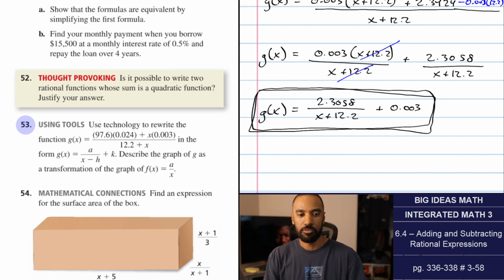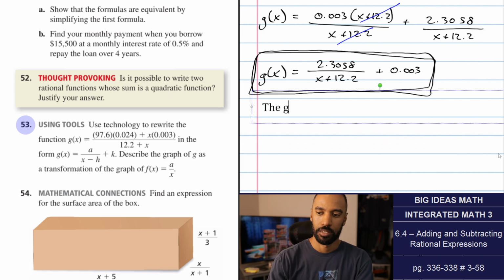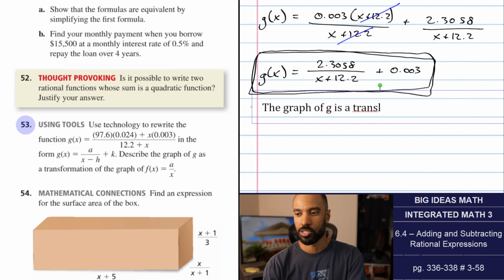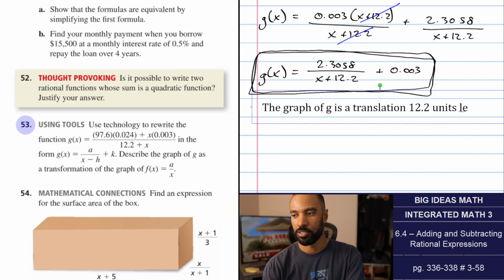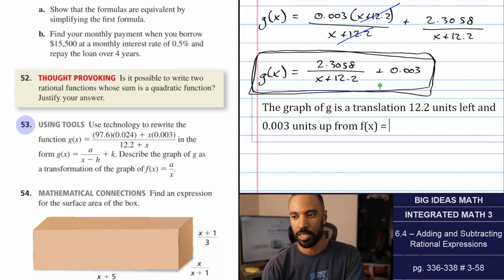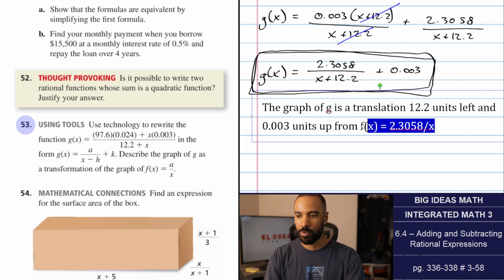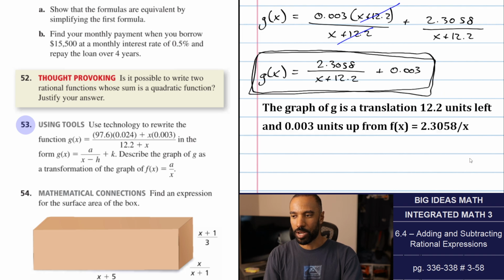They say describe the graph of G as a transformation of the graph. Whoopsie. So they don't ask us to graph it, which I'm quite glad. So the graph of G is a translation, 12.2 units left and 0.003 units up from f of x equals 2.3058, really glad I'm not graphing this, over x. That's a classic right there. And that's what we're translating from.